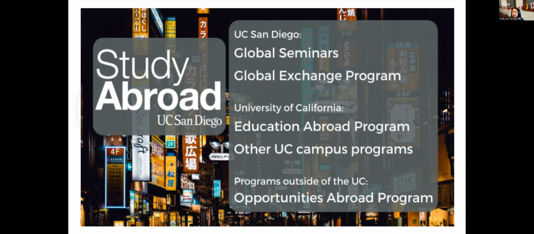The second bucket of reasons for an OAP program would be if a country that you want to study at isn't offered in EAP. So for example, if you really want to study in Wales, we do not have any programs in Wales, or for example, Northern Ireland in the UK. And so in that case, an OAP program might be the best fit for you.